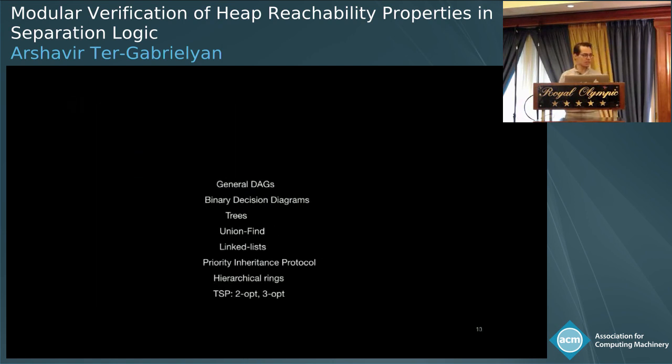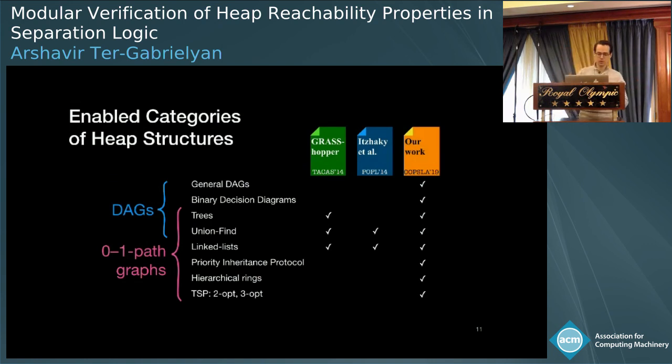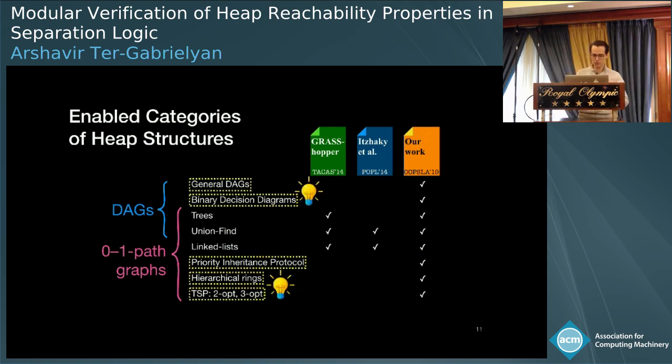How does the expressiveness compare to the state of the art? Grasshopper is a tool for automating separation logic reasoning with reachability predicates, but the structures that it supports are limited to various tree and linked list structures. Sakai Zaki et al. published a work in POPL 14 that gives a way of modular reasoning about heap reachability, but their setting is restricted to the decidable fragment of first-order logic, and effectively, this reduces the supported structures to various kinds of linked lists. So, to our knowledge, all other categories that we list here are enabled by our technique for the first time.